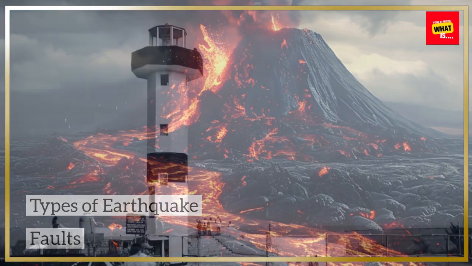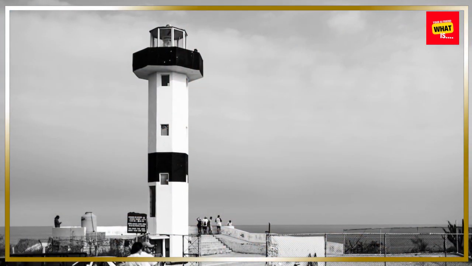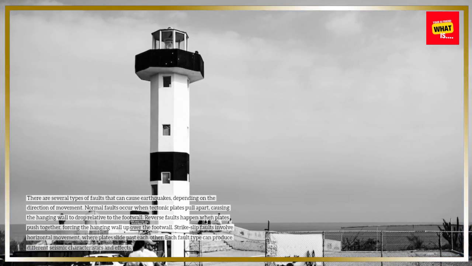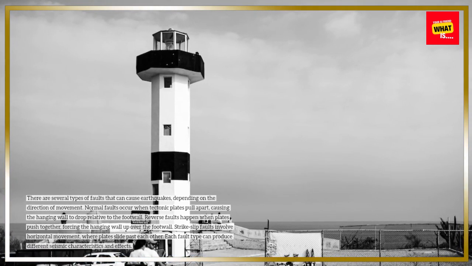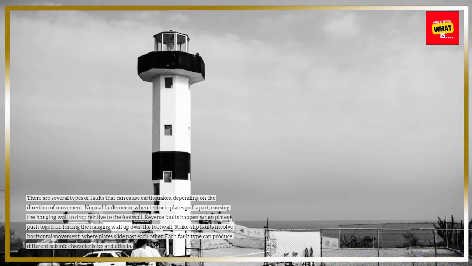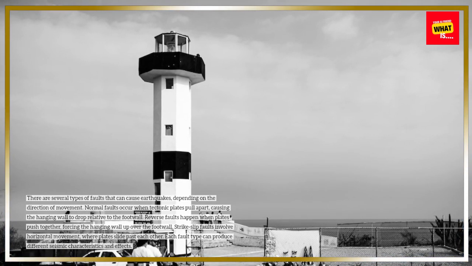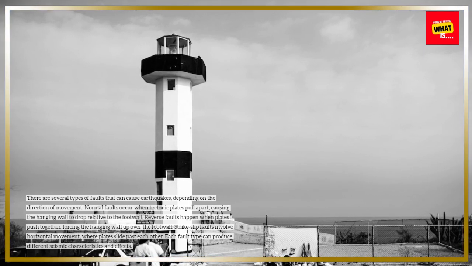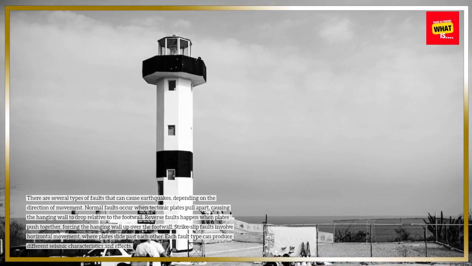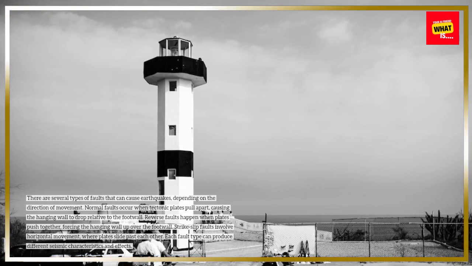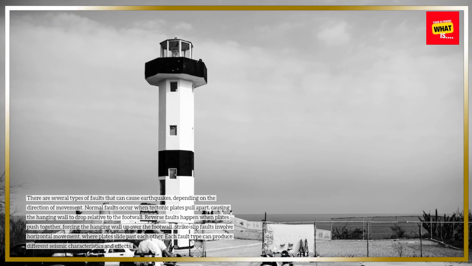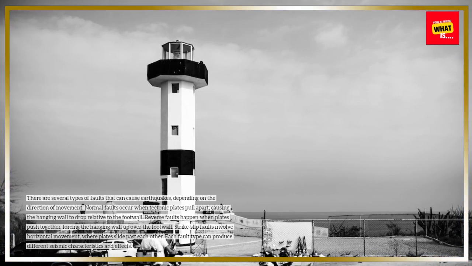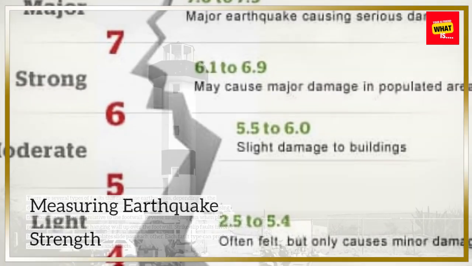Types of earthquake faults. There are several types of faults that can cause earthquakes, depending on the direction of movement. Normal faults occur when tectonic plates pull apart, causing the hanging wall to drop relative to the footwall. Reverse faults happen when plates push together, forcing the hanging wall up over the footwall. Strike-slip faults involve horizontal movement, where plates slide past each other. Each fault type can produce different seismic characteristics and effects.